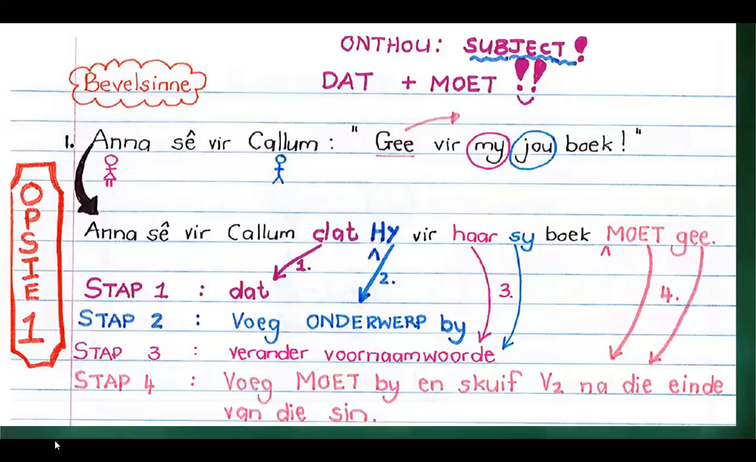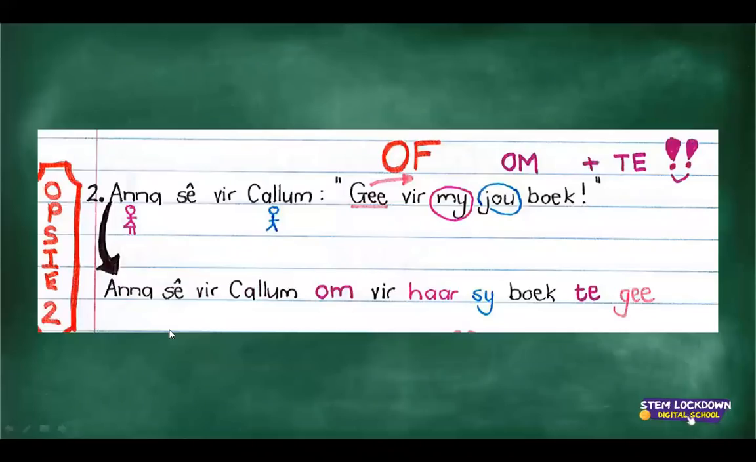The next one is a little bit easier. This is option 2. Om plus te. This is the easier option, I personally think, when given an instruction to write into indirect speech. Anna says to Callum, give me your book. I've used exactly the same sentence. Now, what do I do? Anna says to Callum, now I use om, my infinitive word, to join the two sentences. Om vir haar sy boek te gee. This is the easier option to do it.